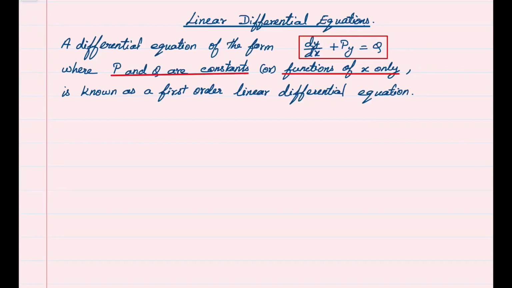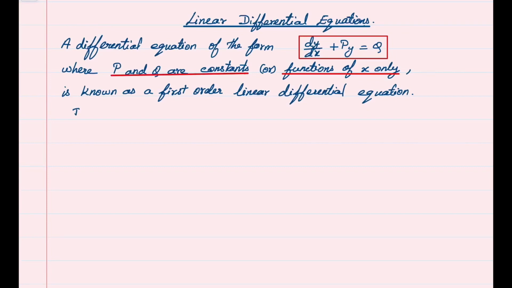Chapter 9 Differential Equations. Let us see what are linear differential equations and we will see how to solve them. A differential equation of the form dy by dx plus py equal to q, where p and q are constants or functions of x, is called the first order linear differential equation. Now let us see how to solve this.